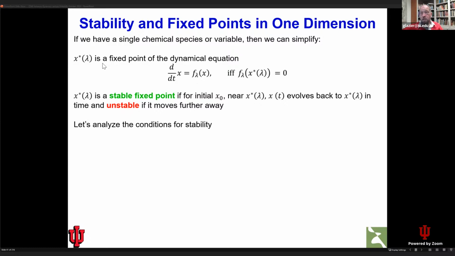And x star is a fixed point if f of x star is 0. That's the definition of the fixed point. And again, x star is a stable fixed point if starting near x star, we come back to x star. It's unstable if we move further away. Now we want to know mathematically when is the fixed point stable and when is it unstable.